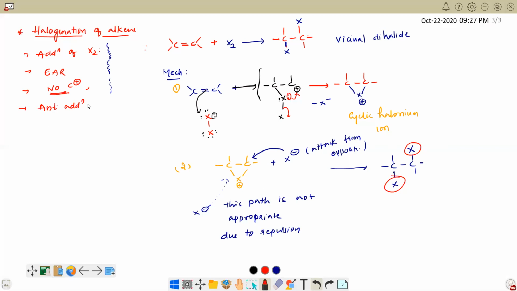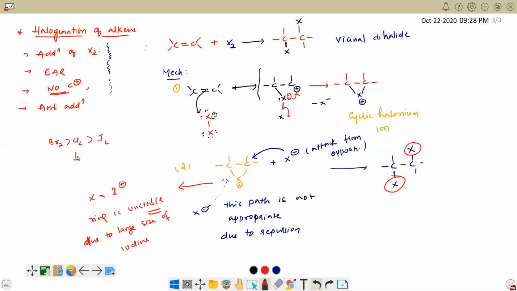So which is more convenient? Bromine is more convenient. Br2, then Cl2, then I2. Reason? Because if you put iodine here, if X equals I plus, the ring is highly unstable. The ring is unstable because a 3-membered ring cannot fit that large iodine, due to the large size of iodine.